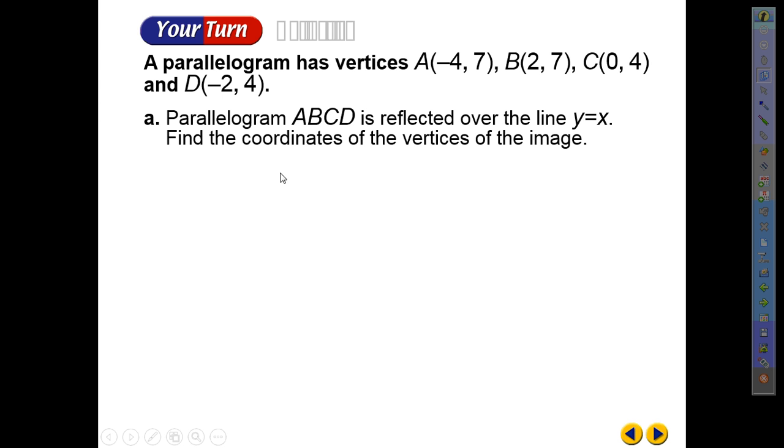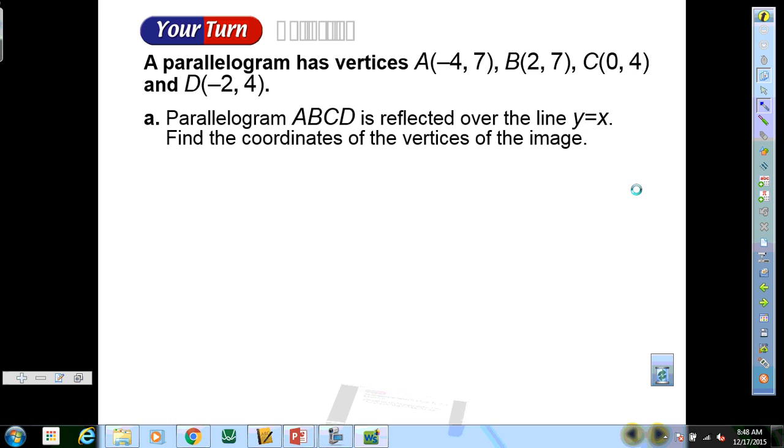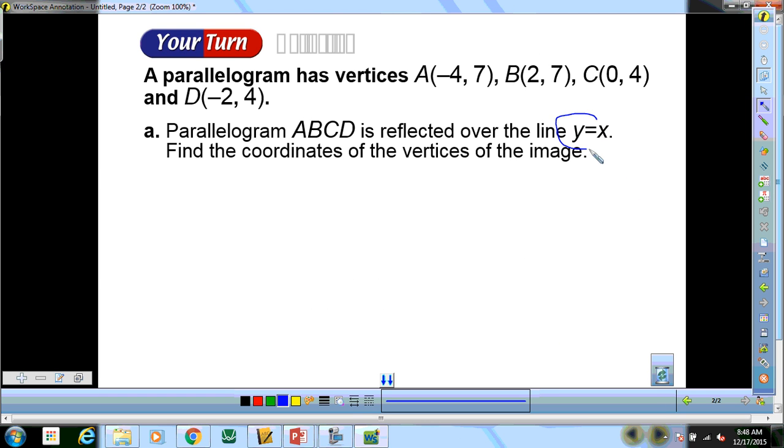Another one. A parallelogram has vertices A, B, C, D. The parallelogram is reflected over the line y equals x. Find the coordinates of the new image. So here's a key phrase. We're reflecting over y equals x. So we have to remember what our rule is for reflecting over y equals x. The rule for reflecting over y equals x is to switch x and y.